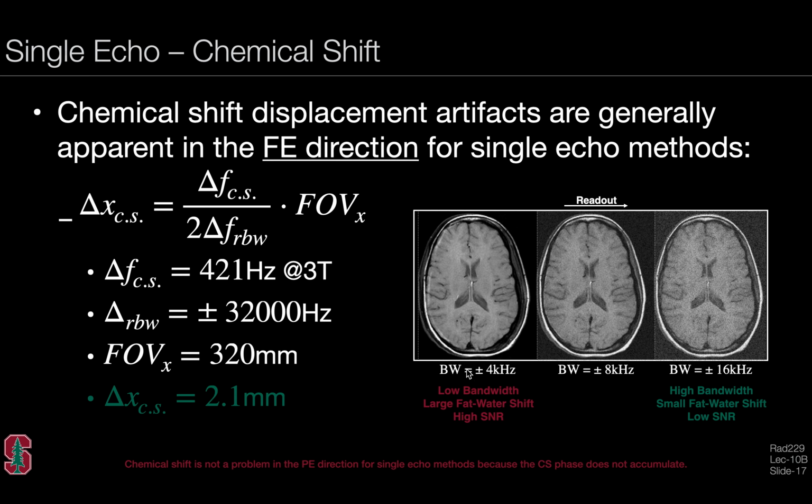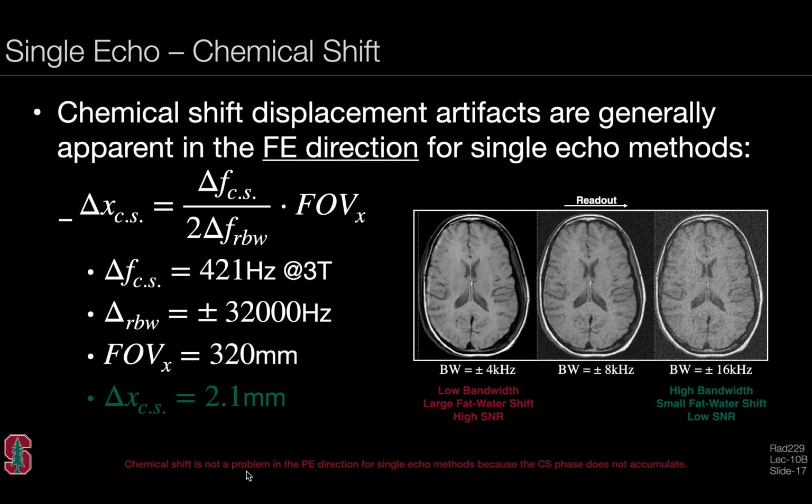And so at low bandwidths, in this example here, you can see this subcutaneous fat is pretty well misregistered in the left-right or frequency encoding direction relative to the underlying watery tissue anatomy. The subcutaneous fat is brought into registration as the bandwidth is increased, but of course higher bandwidth acquisitions also have lower signal to noise, even though they also have small fat-water shifts. So as with many things in MR, there's always a trade-off between chemical shift artifacts and bandwidth, for example.